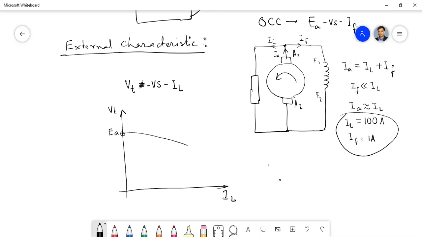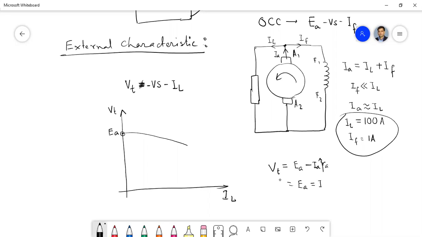Because why? Because we know this expression: Vt equals EA minus IA RA. Vt equals EA minus IA RA. And as I told you, you can also approximate this IA to IL.